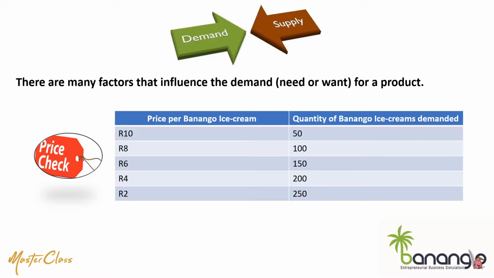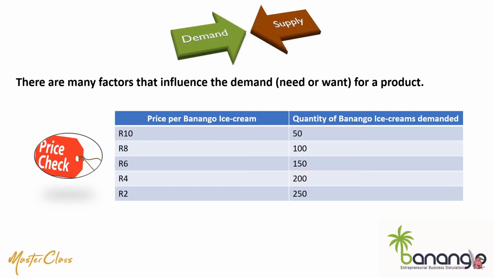There are many factors that influence the demand, the need or the want for a product. Here are a few to think about. The first one is price. If your Benango products are overpriced, customers won't want to buy it because they're going to think that you're too expensive. The following information demonstrates the price of the product and how it affects the demand.